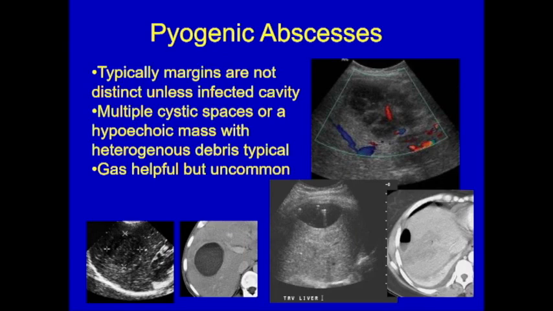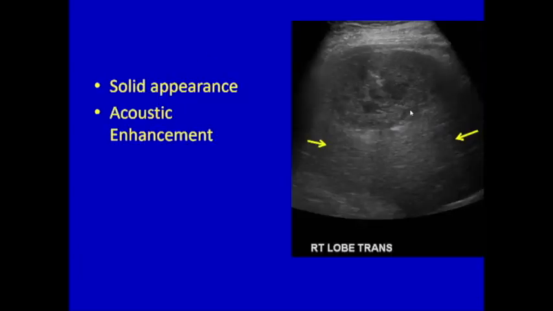But they aren't that common to find gas. Gas is in a very small minority. This is a problem because you have some central liver tissue that's okay, and then these cystic spaces around it, which are the areas basically that are coalescing little abscesses, the sort of classic rosette appearance you might see on CT or MRI. So solid appearance, acoustic enhancement.